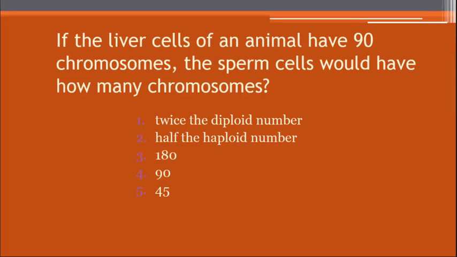Now, just as a review, if a liver cell of an animal has 90 chromosomes, the sperm cell would have how many chromosomes? Twice the diploid number, half the diploid number, half the haploid number: 180, 90, or 45. Well, all of the other cells in the body are diploid. Sperm and egg are haploid. So if you have a diploid cell that's 90, the haploid cell, the sperm cell, would be 45. So the answer is 45. That's just a little bit of a review.